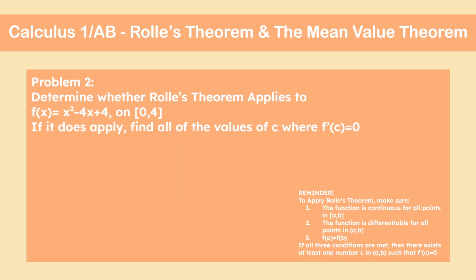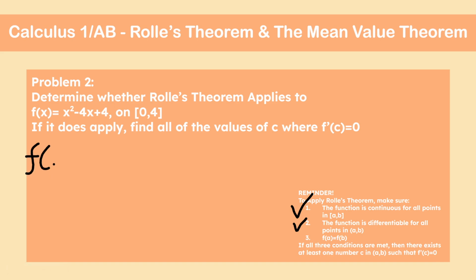Okay, so now we're going to do the same thing for the function f of x is equal to x squared minus 4x plus 4 on 0 to 4. So the first condition is to check if it's continuous. All polynomials are continuous on their entire domain. So this one can be checked off. The function is differentiable. Every polynomial is differentiable. And we're going to check if f of a is equal to f of b.